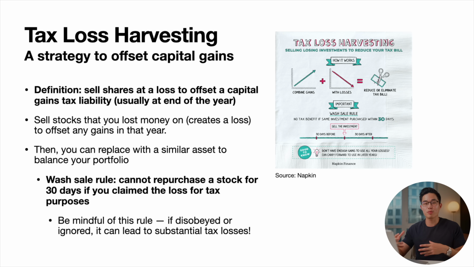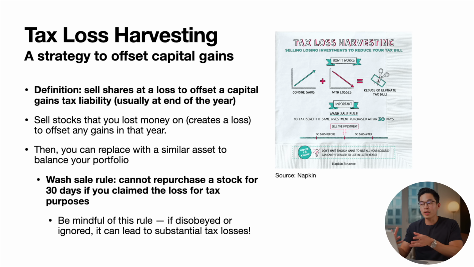So this is what we talked about with Wealthfront. They do this automatically for you, but I think it's also important to understand what is actually happening. Overall, this is a strategy to offset capital gains. Essentially, you are selling shares at a loss to offset a capital gains tax liability. And this is usually done at the end of the year.